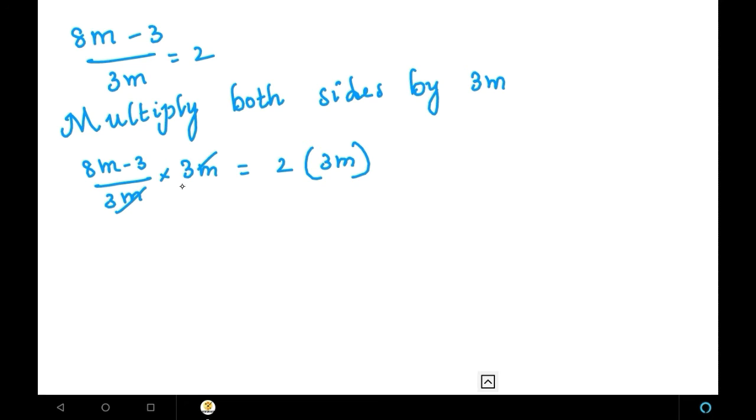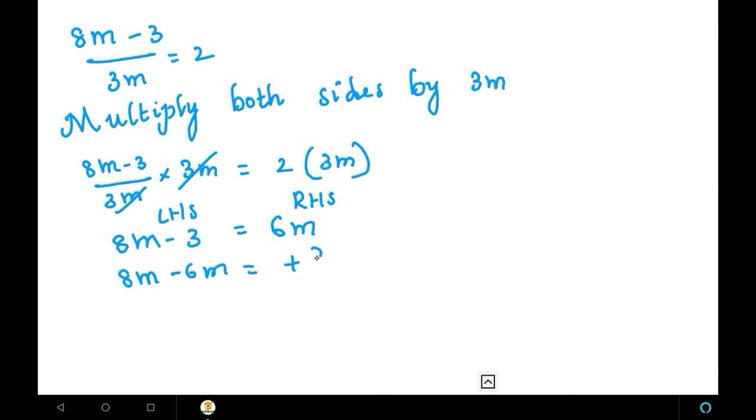Let us simplify this. 3m gets cancelled. Then we'll get 8m minus 3 is equal to 2 into 3m gives us 6m. This is LHS and this is RHS. In RHS it is plus 6m. When it comes to LHS it will become minus 6m. In LHS it is minus 3. When it goes to RHS it will become plus 3.